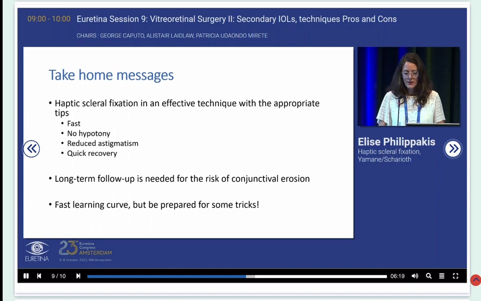There is a learning curve, but you always have to be prepared for some tricks. And I will conclude that I think we should all know how to do all the techniques to adapt to the patient. Thank you.